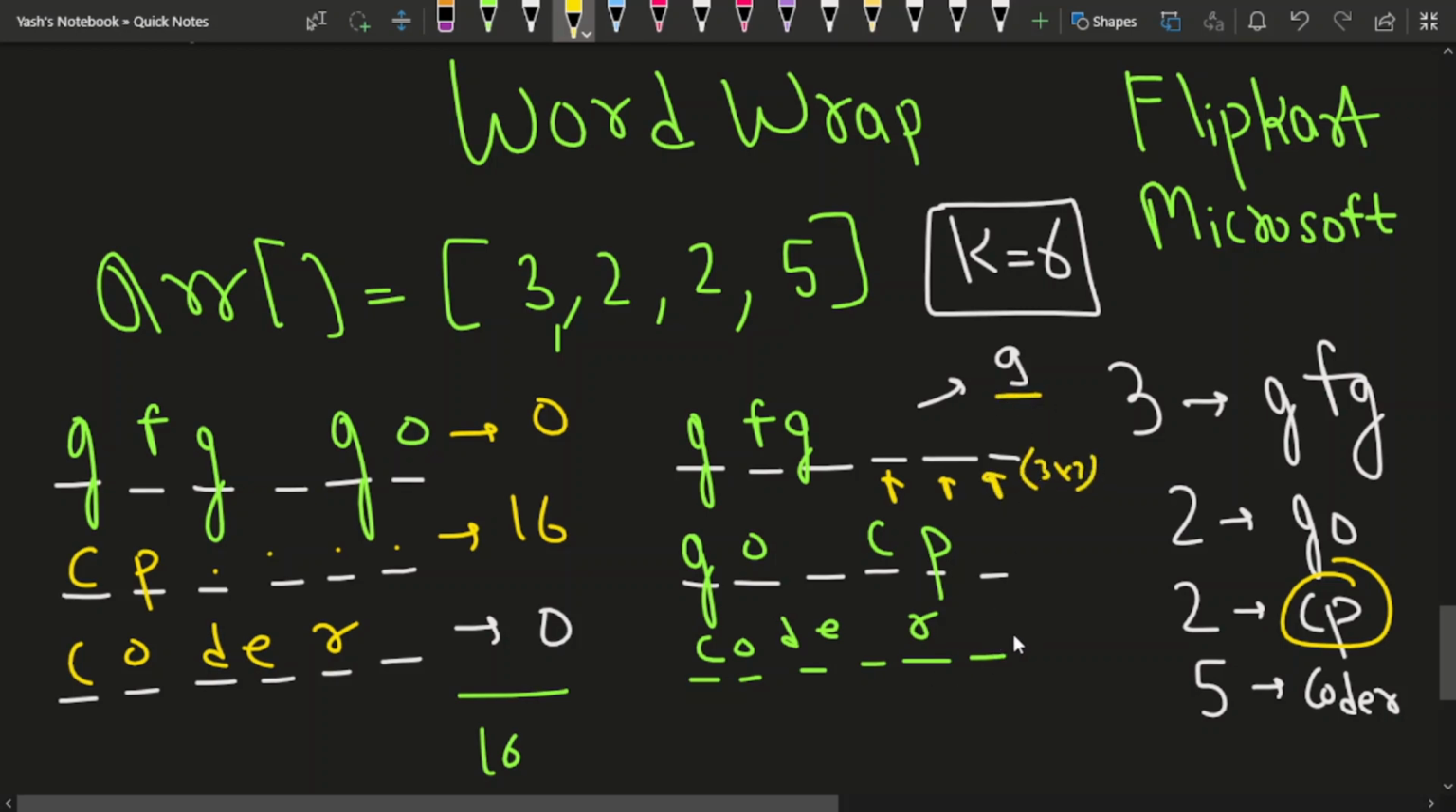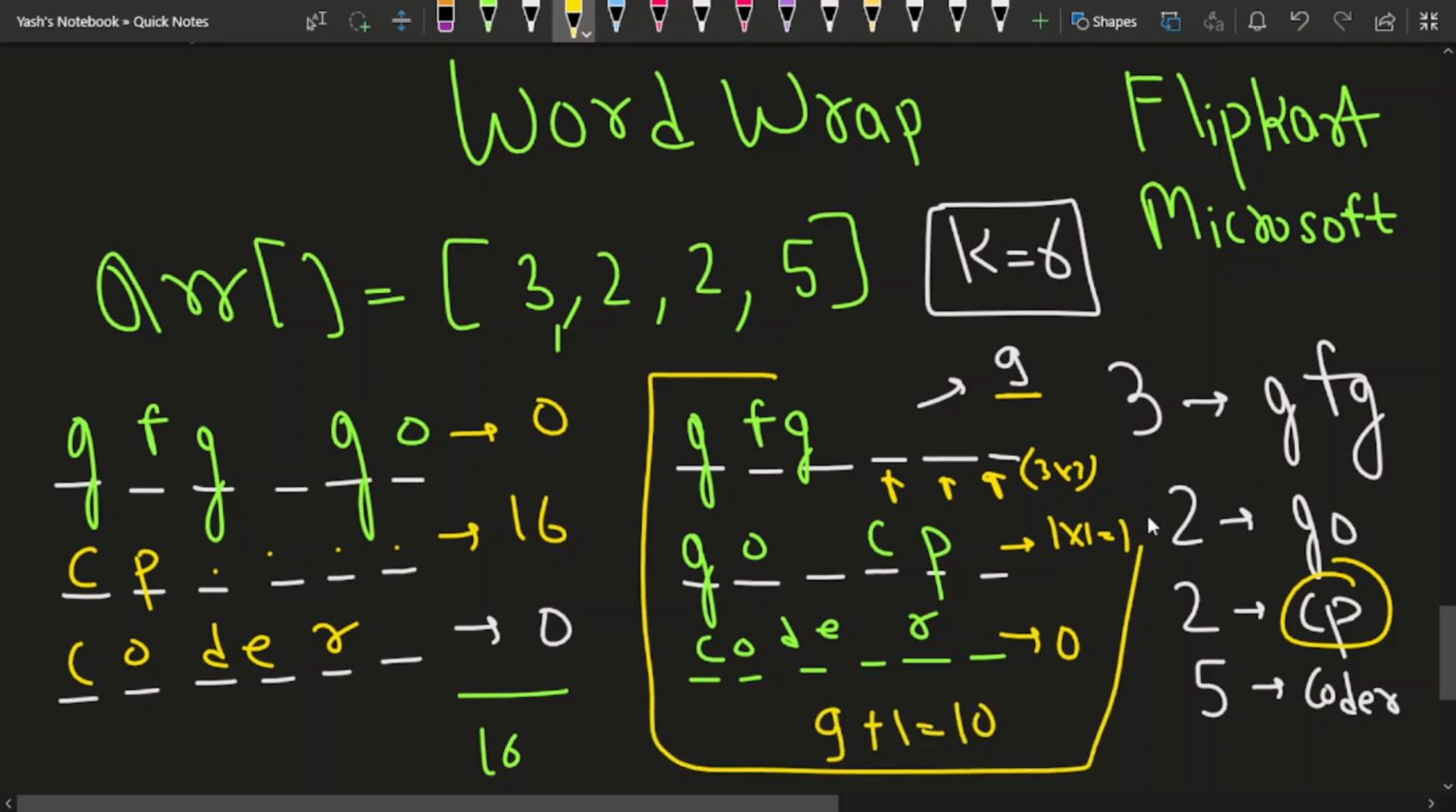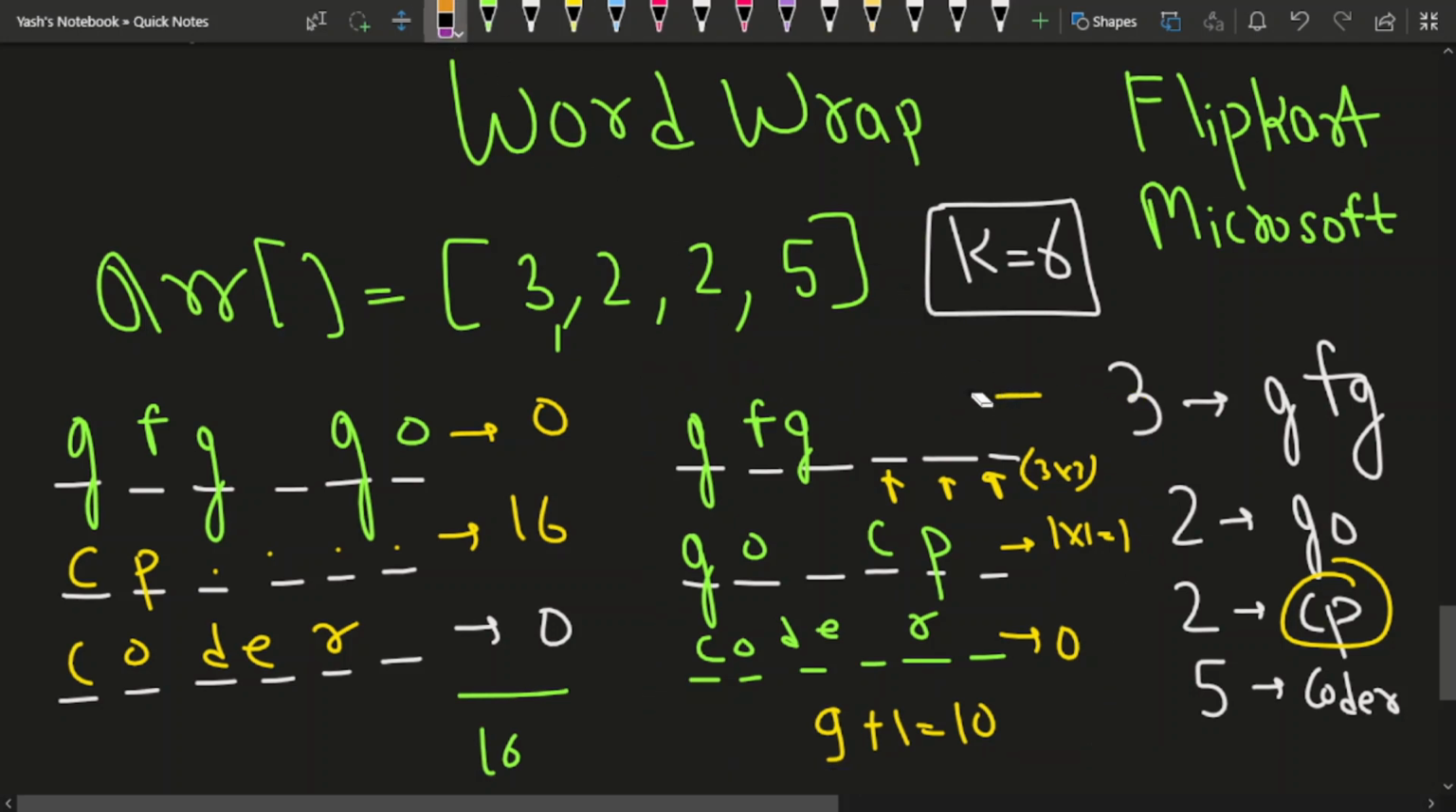In this case, the cost for the last word will be 0, and in this case just one extra space, so 1 into 1 will give me 1. So the overall cost will be 9 plus 1, that is nothing but 10. And you can see that this arrangement will give me the minimum cost, right? So I have to arrange the words in this way, and note that I cannot take the words in any order. I have to take the words in the order that they have been given in this particular array, right?